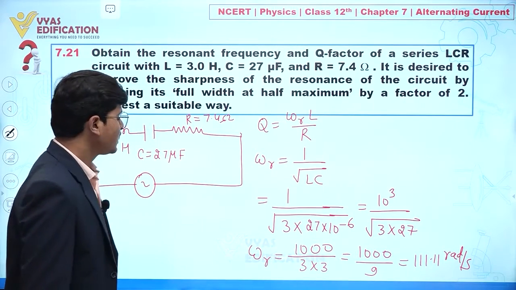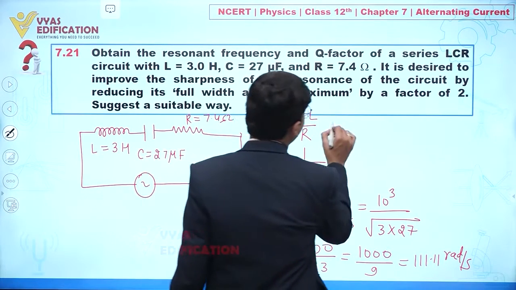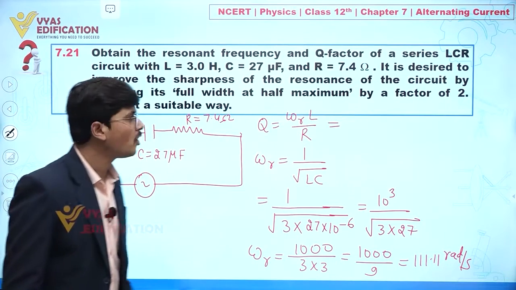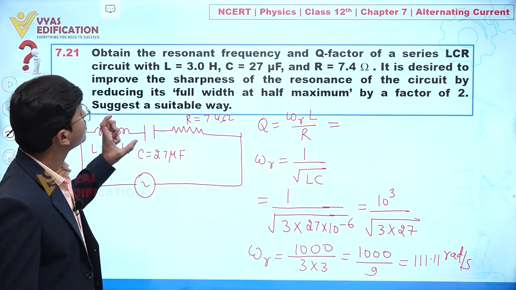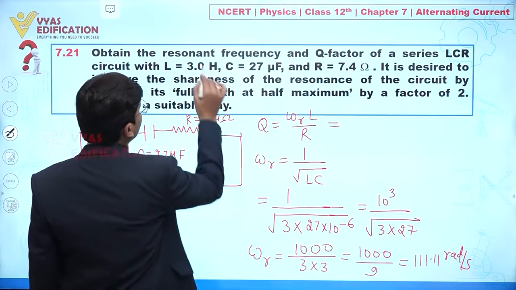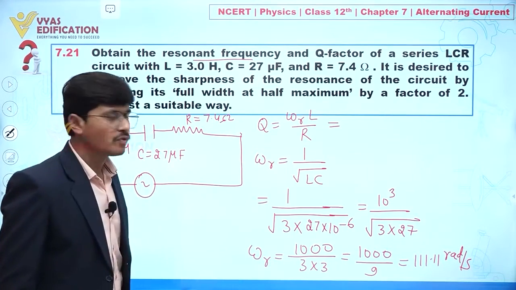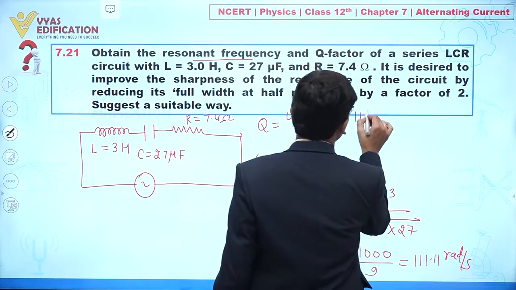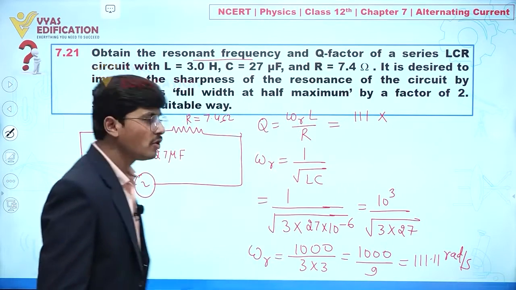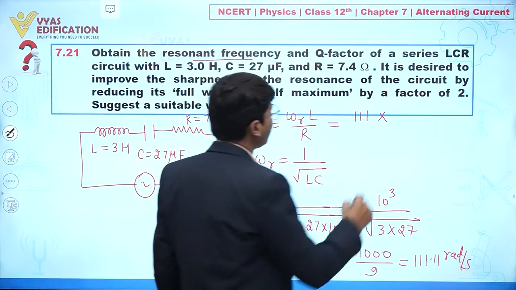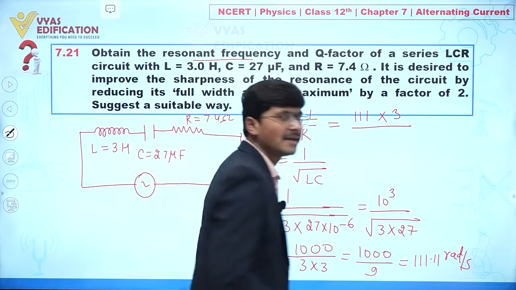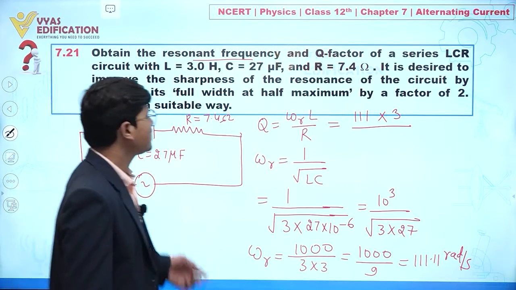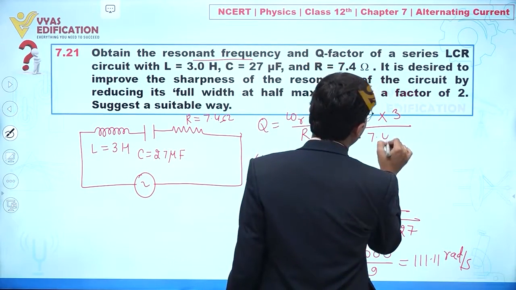Clear to you? So this is all about omega r. If I put all this value of omega r, because our objective is to find resonant frequency, which we have calculated, and Q factor. So if I put this value 111 multiplied by the value of L, which is 3 Henry, and divided by resistance R, which is given as 7.4.